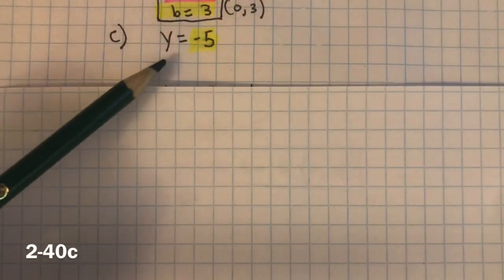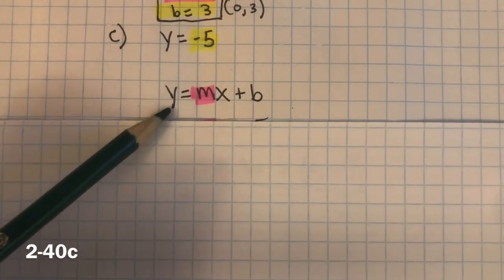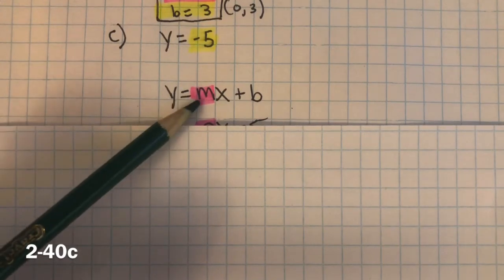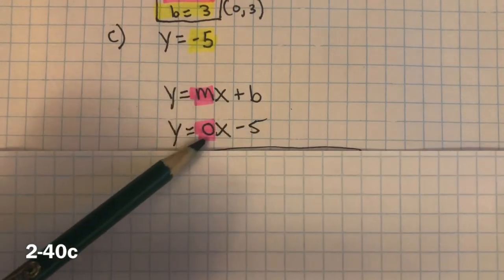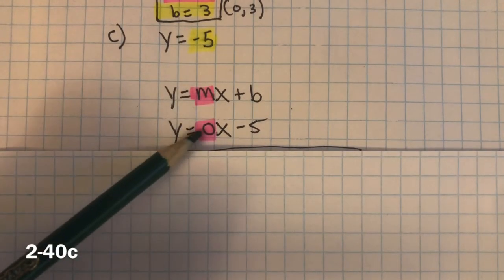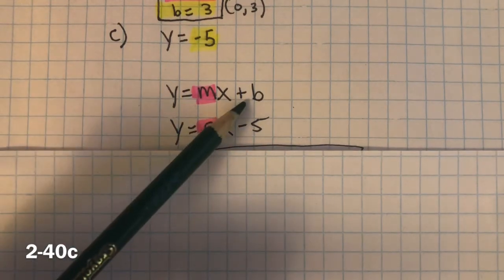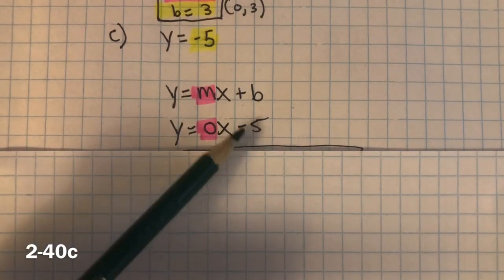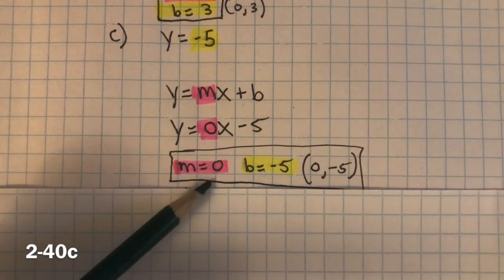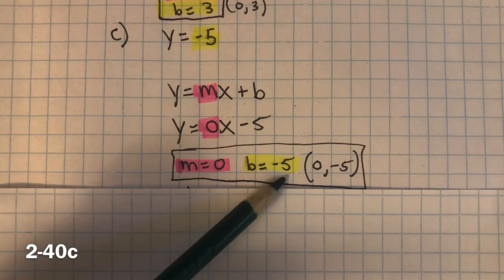For C, we have y equals -5. If I write slope-intercept form, y equals mx plus b, the m is the slope. Well, we don't have the slope. It's not given. So we can put a placeholder there of 0. We have 0 slope, and the b is -5, the y-intercept. So the slope is 0, and the y-intercept is -5.